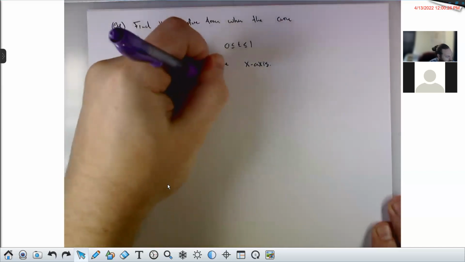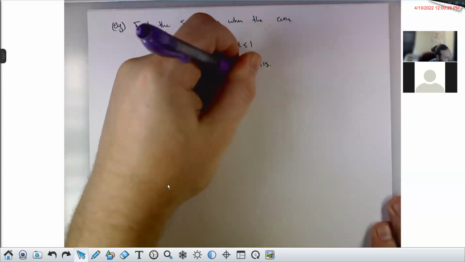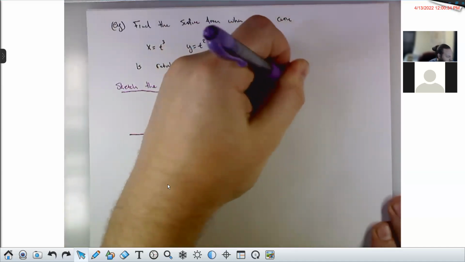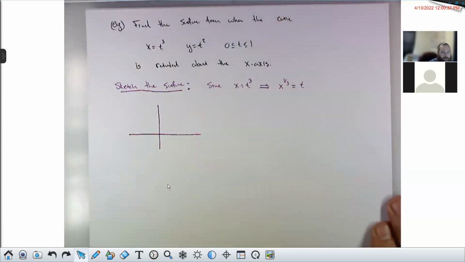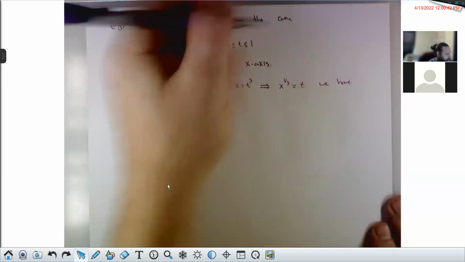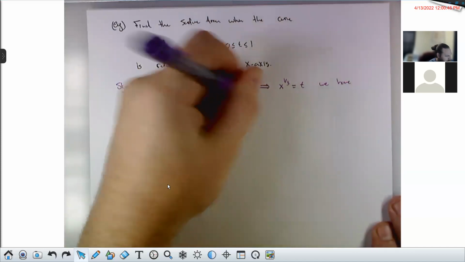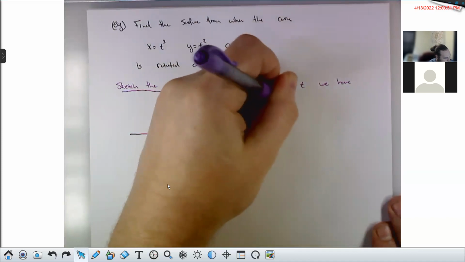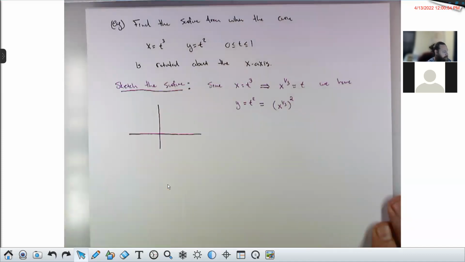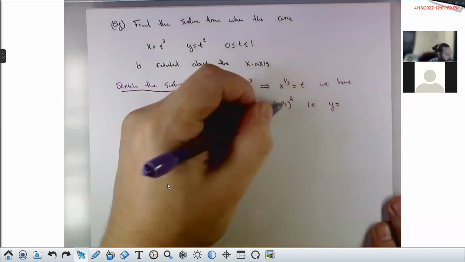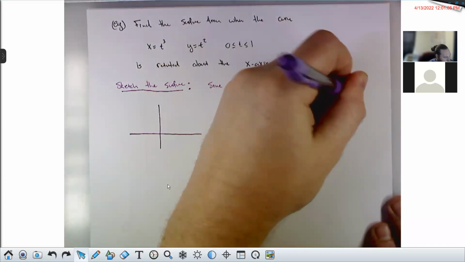Since x is t cubed, we know that x to the 1/3 is equal to t. Solving that for t, we have y equals t squared, which would be x to the 1/3 squared, right? Because t is x to the 1/3, i.e. y is x to the 1/3 squared, which is x to the 2/3.